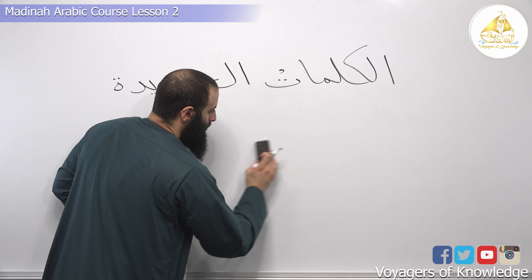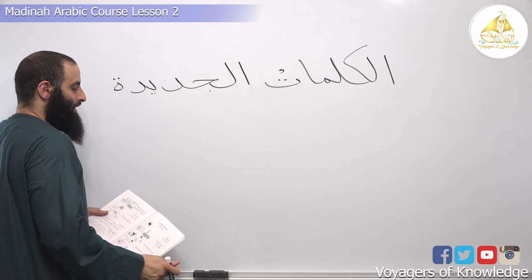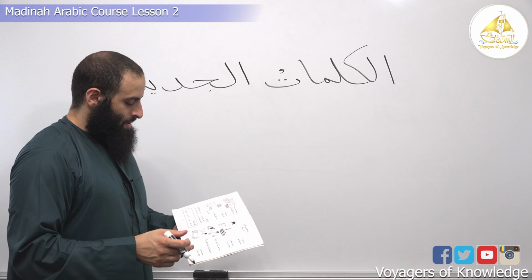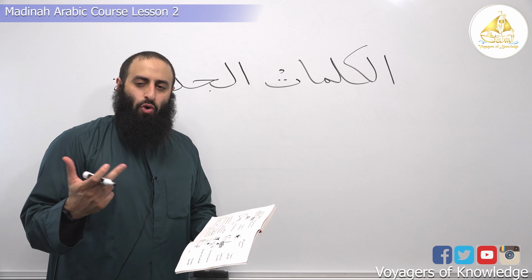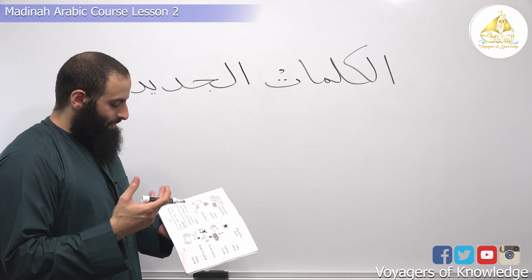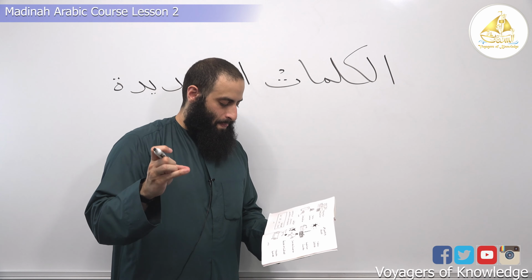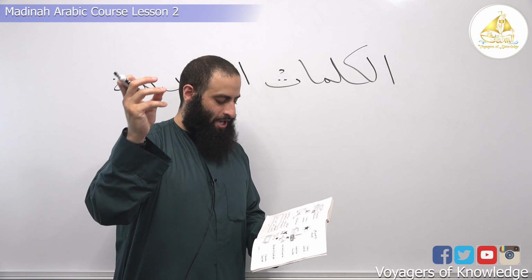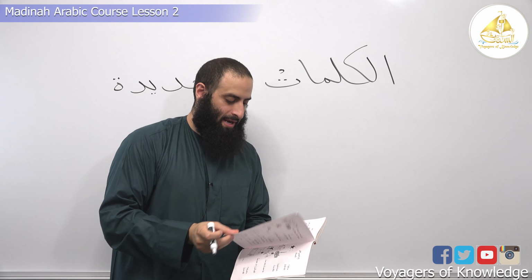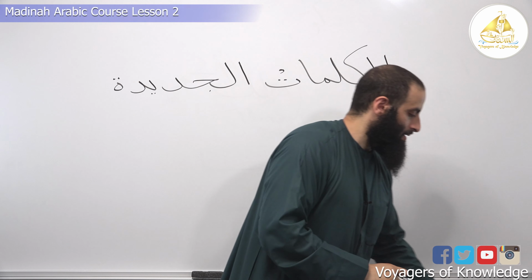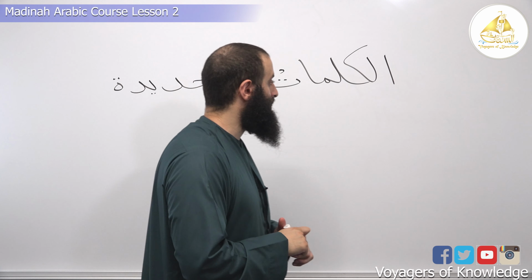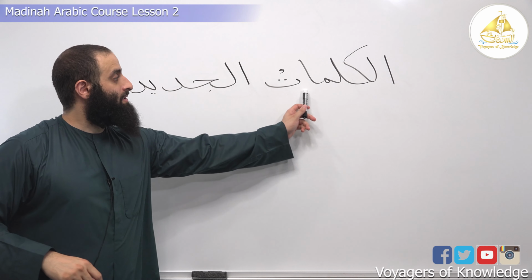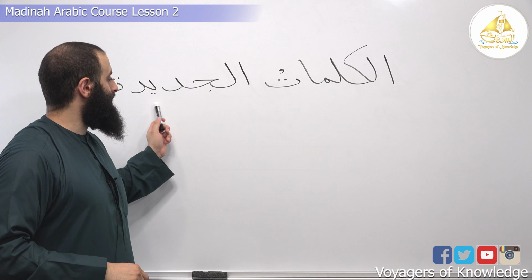They get real fancy with them. In the rectangle, it says new words. What are some of the new words that we've taken in this chapter? Imam, Hajar, Sukkar, Laban. Those are the new words that we've taken. And this means Al-Kalimat Al-Jadida.